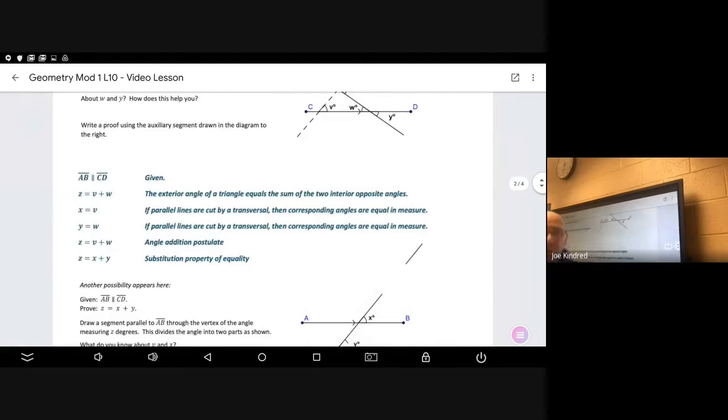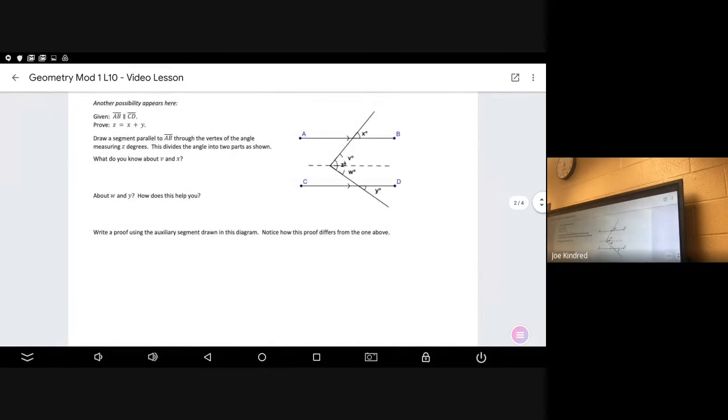So in your workbook now, you could fill the proof in for this first diagram, the first possibility. So take a look at this proof given the auxiliary line coming down for the transversal. Another possibility appears in the same diagram. Take a look at what's different. So here we have the same diagram, except now they chose the auxiliary line to be here, instead of coming here.